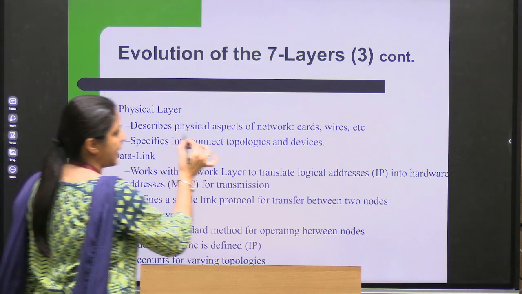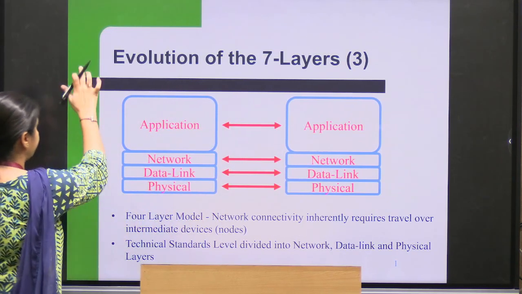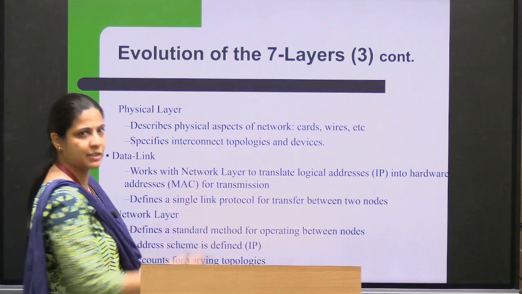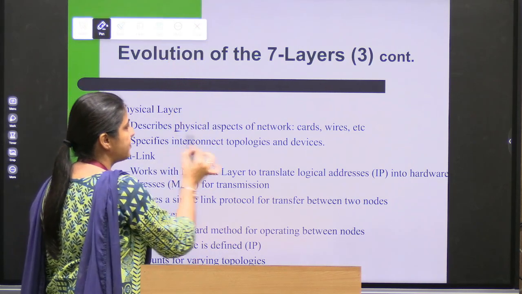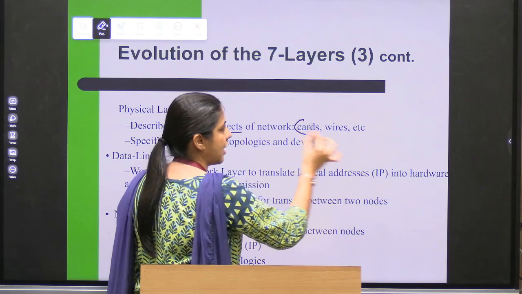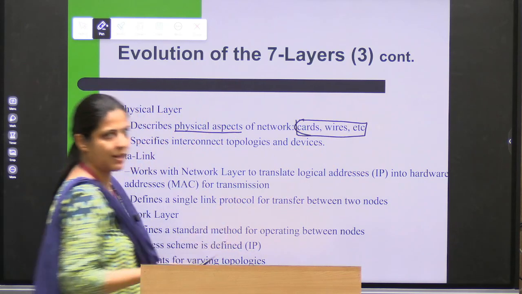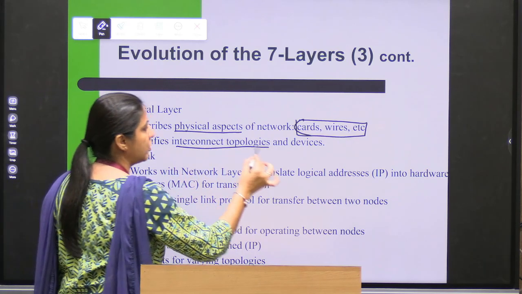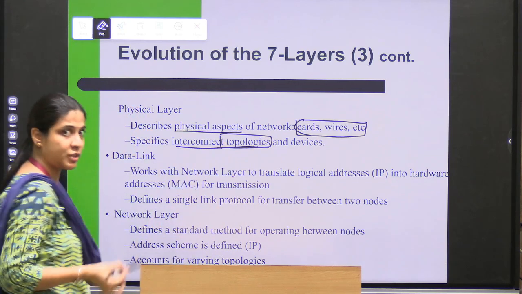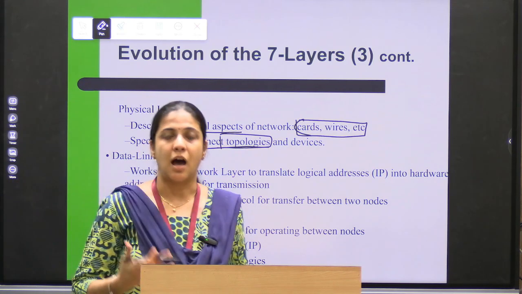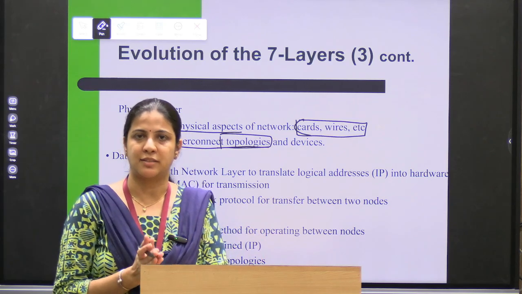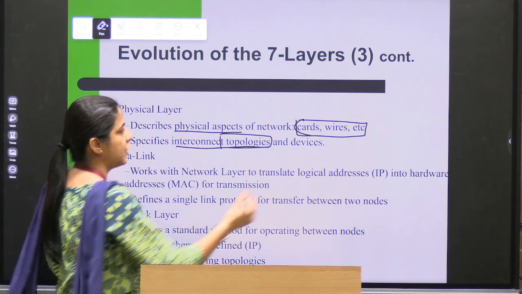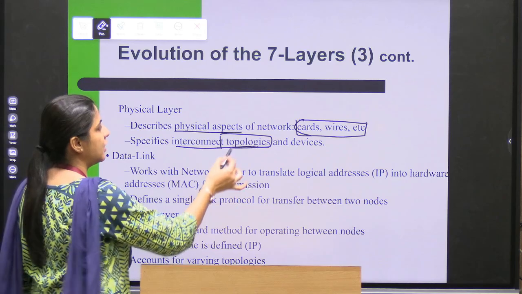The physical layer describes the physical aspects of the network. What physical aspects? That is, which cards, wires, or whether it will be wireless transmission, and it was also responsible for topologies. What are topologies? Topologies describe how the systems or the devices will be connected in the network, and what kind of arrangement there will be for the systems.